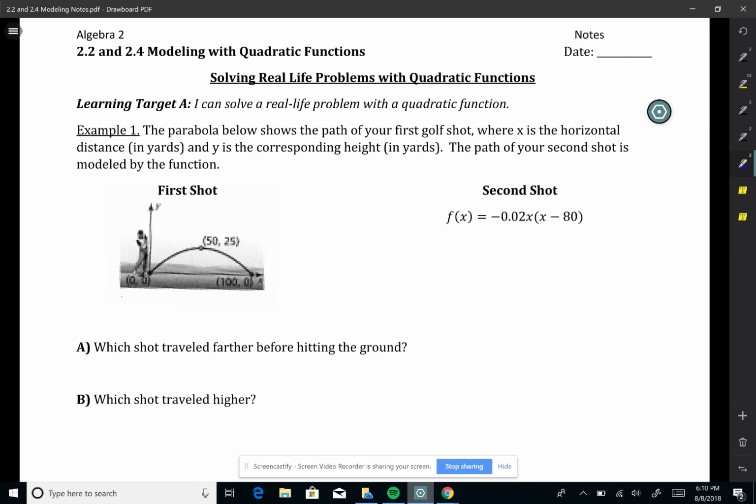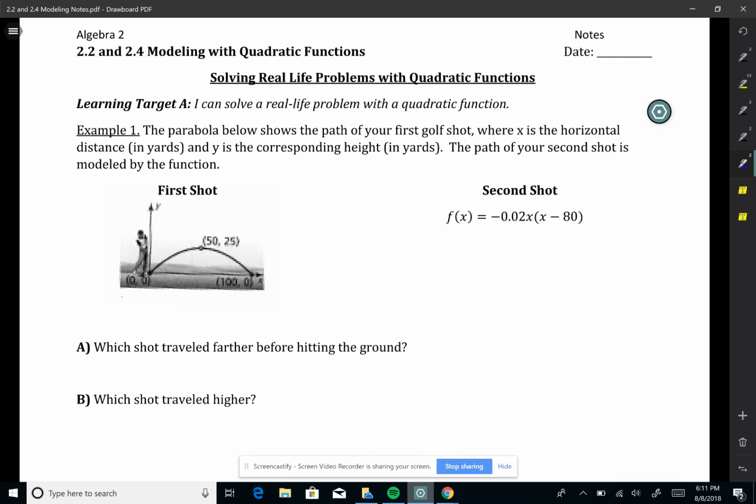The parabola below shows the path of your first golf shot, where x is the horizontal distance in yards and y is the corresponding height in yards. The path of your second shot is modeled by the function. Which shot traveled farther before hitting the ground, and which shot traveled higher?